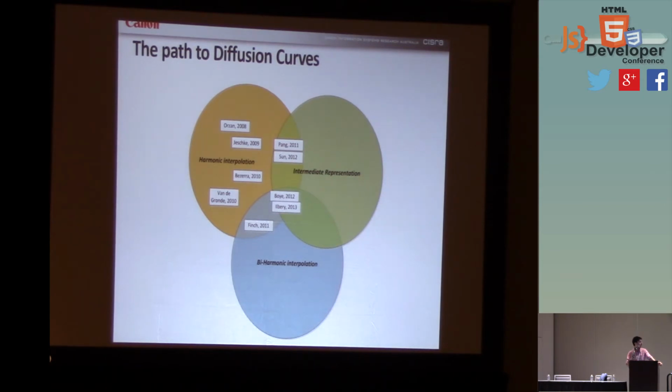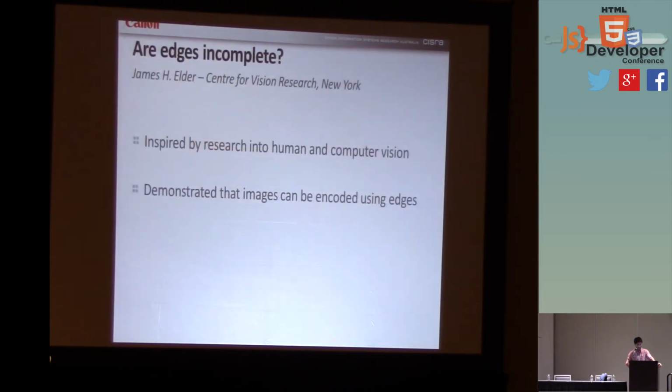Here I've classified the various papers into 3 groups. The type of interpolation typically affects how much control an author has. Early papers focused on harmonic interpolation, and later methods use biharmonic interpolation, and that allows for smooth transitions through curves and control of the gradient. Intermediate representations are quite a new thing as well, and they're a big step forward for performance because they allow simple transformations to be applied to the diffusion curve image without needing to resolve the equations. So let's have a look at some of the key papers.